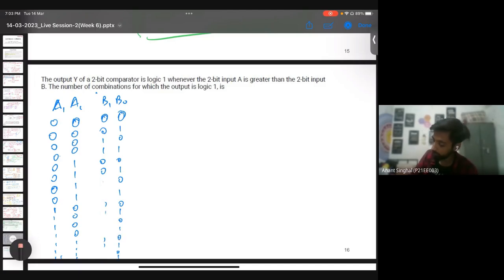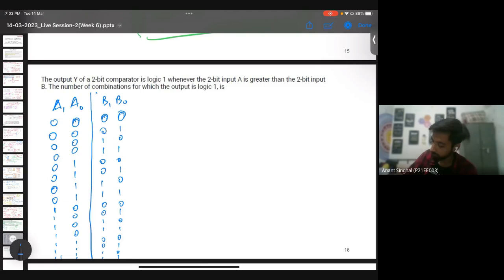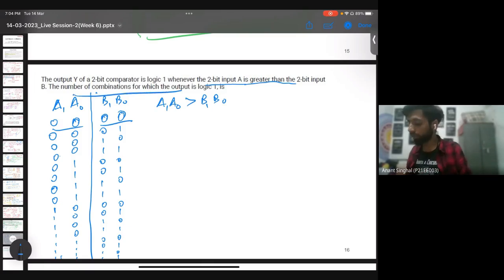So we get to, okay, let's undo this last thing. Now we'll compare this A1, A0 with B1, B0. We can check that it is given that whenever the 2-bit input A is greater than the 2-bit input B, so when A1, A0 is greater than B1, B0, it is asking for the number of such combinations which we can make from this 2-bit comparator.